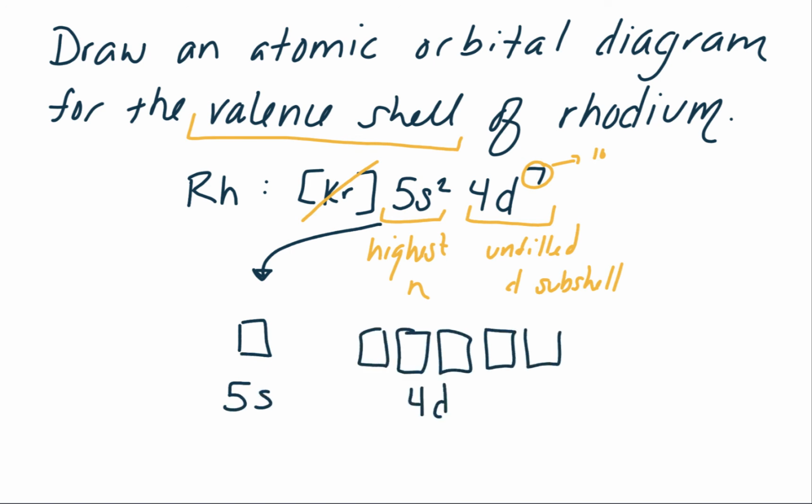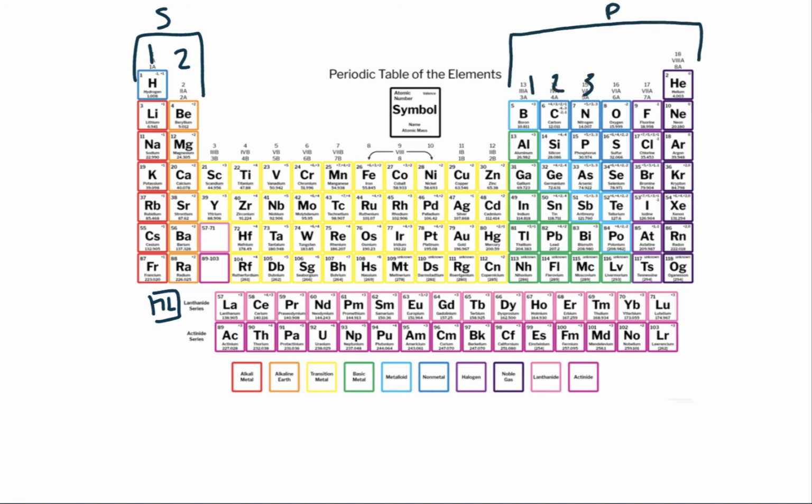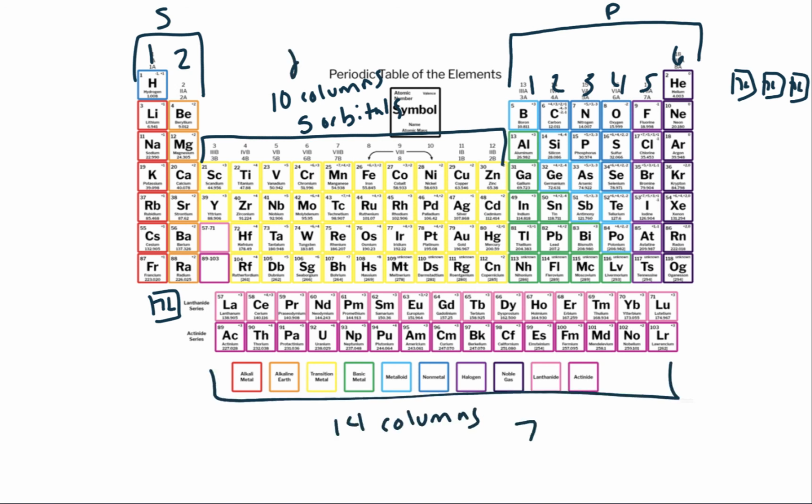If you forget how many orbitals each sublevel has, you can just look at the periodic table and count. Remember, this is the S block. The S block has 2 columns, and every orbital can hold 2 electrons, so it will only have 1 orbital. The P block has 6 columns, so that means it can have up to 6 electrons, which will fit into 3 orbitals. The D block has 10 columns, so that means that it will have 5 orbitals. And the F block has 14 columns, which means it will have 7 orbitals.